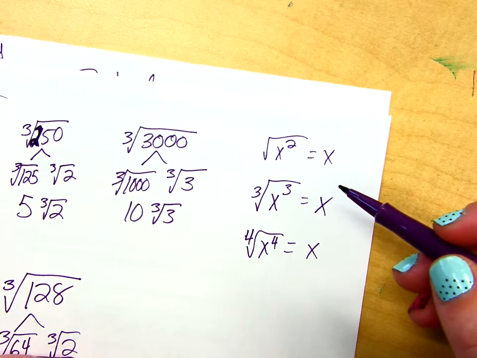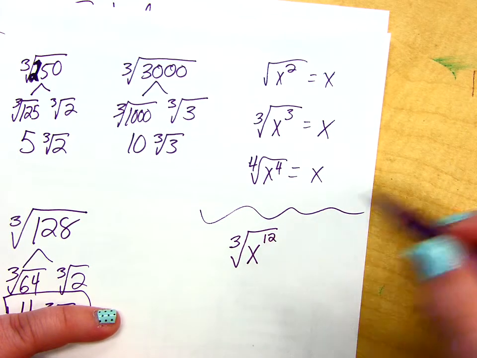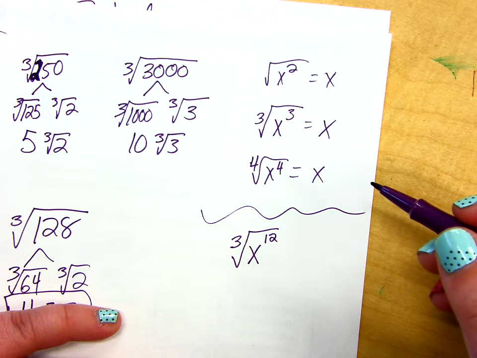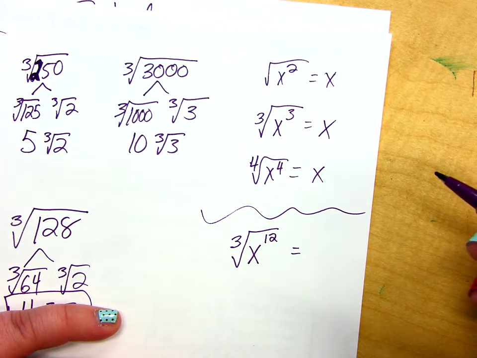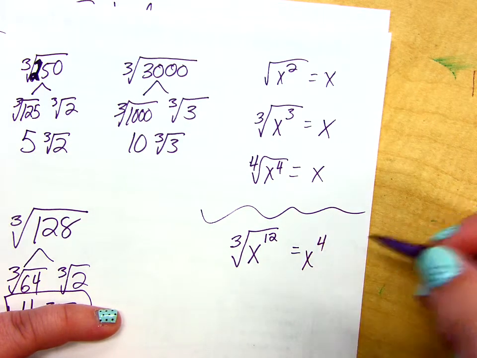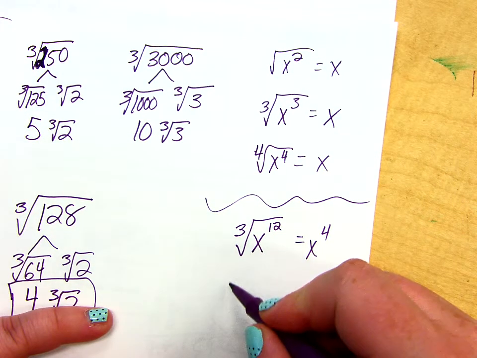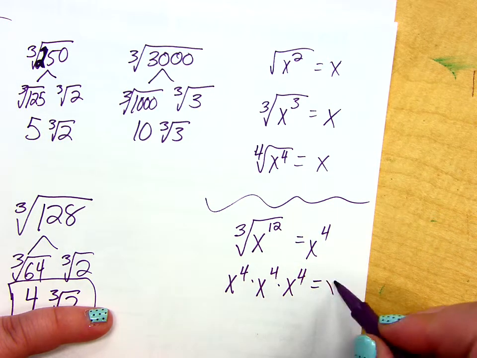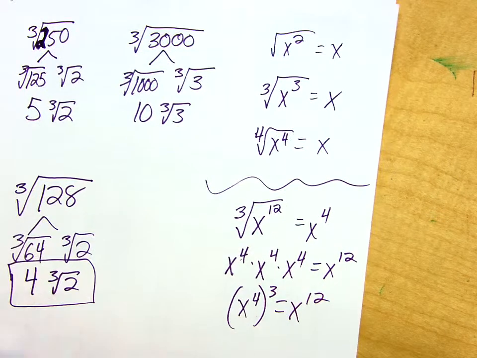Okay? So what happens if I try and do something like this? What if I want the cube root of x to the 12th? What number would I cube to get x to the 12th? You're going to notice a pattern real quick here. x to the 4th. Here's why this works out: if I take x to the 4th and I cube it, isn't that x to the 12th? Either way, that's why it works out.